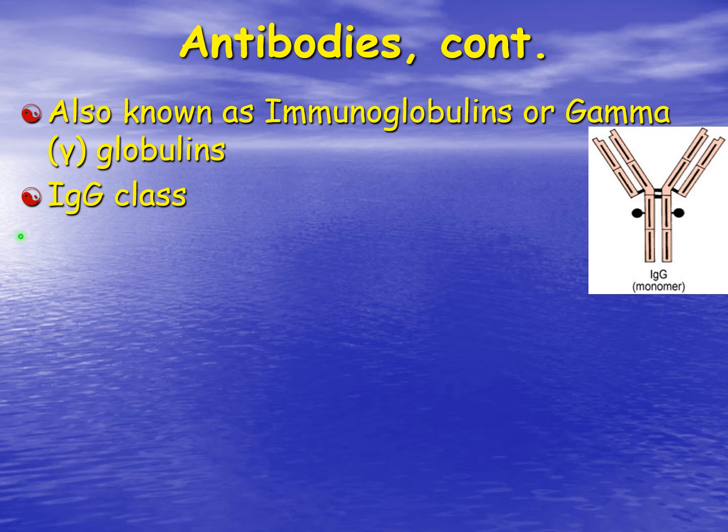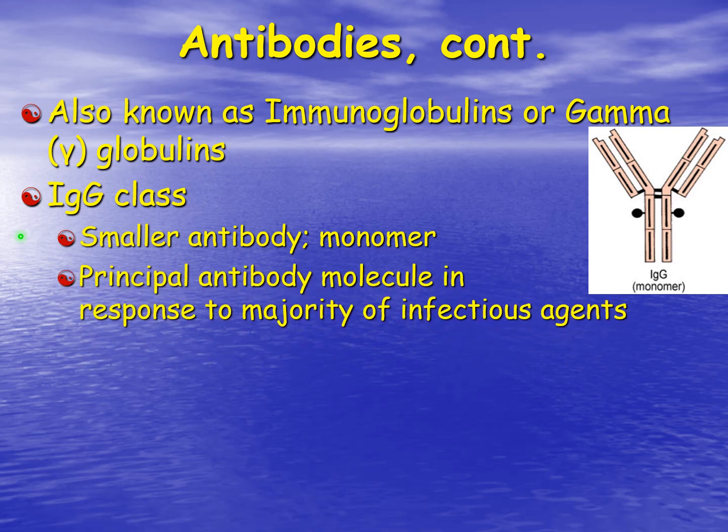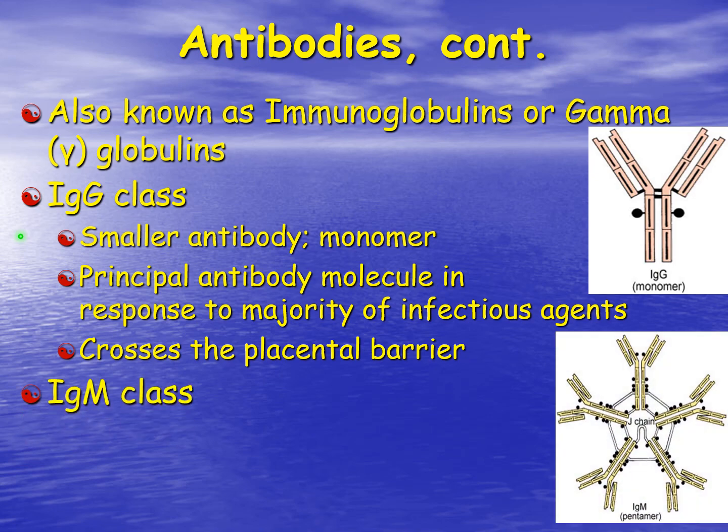Can you think of a time it might be good, and can you think of a time that it might be bad? So they're smaller in the fact that they exist as a monomer or a single antibody protein. They're the principal antibody molecule in response to the majority of infectious agents like bacteria. And they are the only class that crosses the placental barrier to go into the fetal bloodstream.